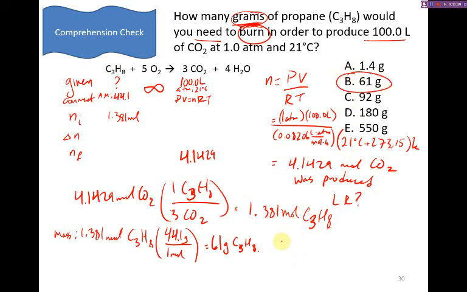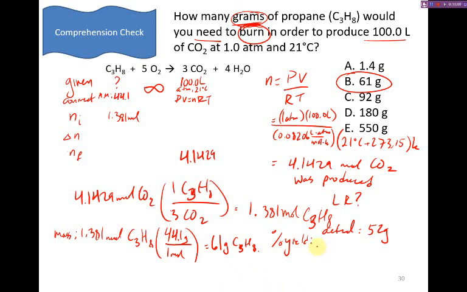All right. Now a follow-up question. Find the percent yield if the actual yield is 52 grams. Pause the video now and try that on your own.